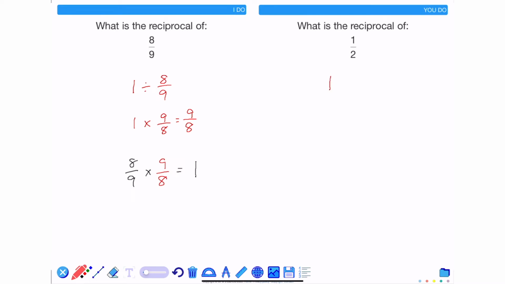So if I divide 1 by the number, I will get its reciprocal. When I divide by a fraction, it's the same as timesing by, in this case, 2 over 1. 1 times 2 over 1 is 2 over 1, which is 2. The reciprocal of a half is 2. But likewise, the reciprocal of 2 is a half.